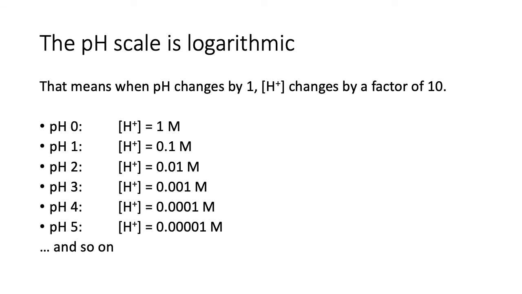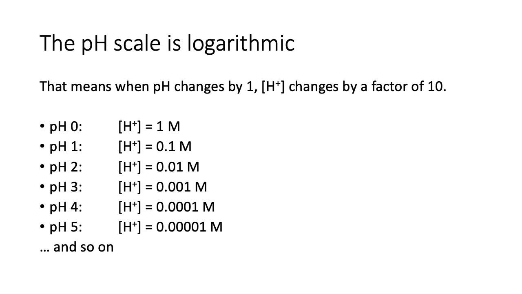One thing that I forgot to point out in the other video is that the pH scale is logarithmic. That means that when pH changes by 1, the concentration of hydrogen is actually changing by a factor of 10. That means there's 10 times as much or 10 times as little hydrogen, depending on which direction you go. So if we start with a pH of 0, which is really, really acidic, the concentration of hydrogen is 1 molar. If you increase pH by 1, which means you decrease the concentration of hydrogen by a factor of 10, then now you have 0.1 molar.